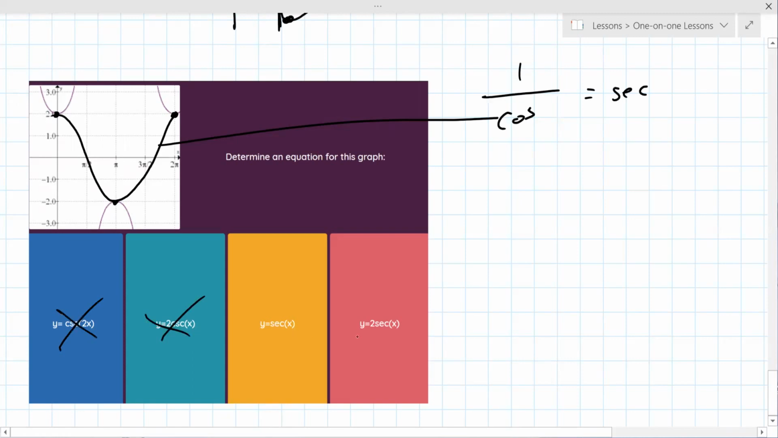So now is it secant? I think it would be 2 secant, because it's going by 2, right? Like if you look at the height, it's two below. Yeah, that's why it's 2 secant. Okay, that's very clear. Thank you.